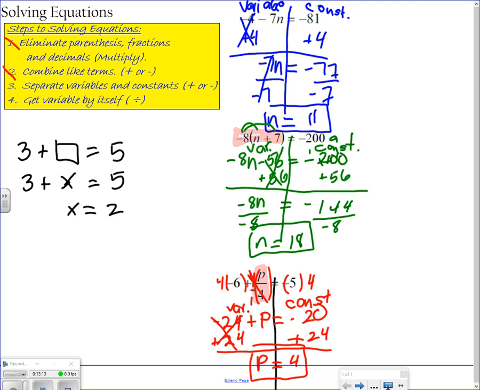Okay? So if you notice, the steps are the same, no matter if it's regular numbers, if it has parentheses, if it's a fraction, even if it's a decimal, it's done the same way.